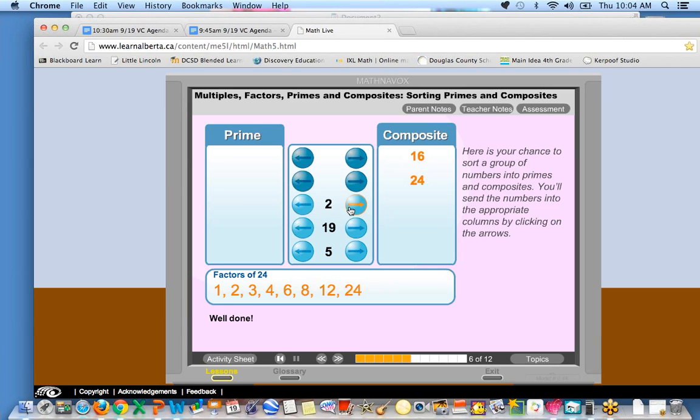Perfect. 2, prime or composite? Ooh, that's kind of a trick question. Okay, remember, a prime number only has 1 and the number itself. And that's right, the only factors of 2 are 1 times 2. That's it. Ooh, 19, prime or composite? I don't know, 1 times 19. But what else can I multiply together to get 19?